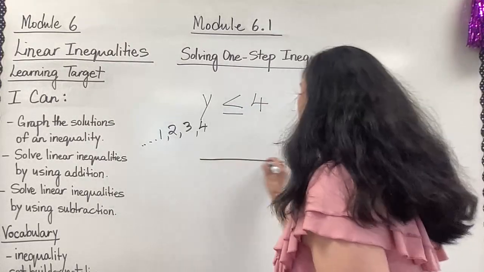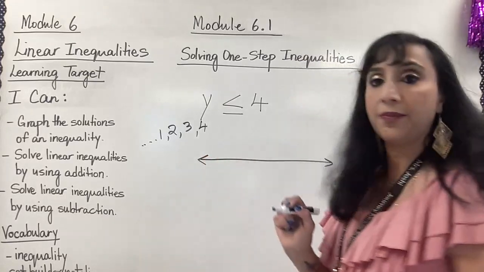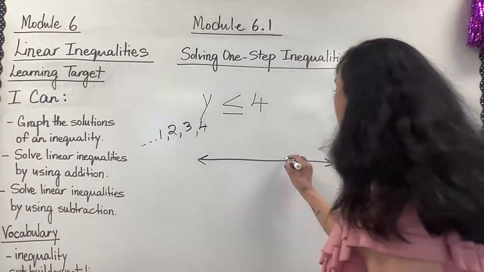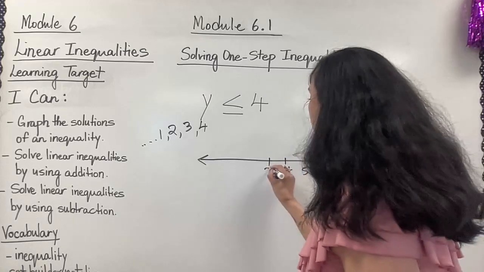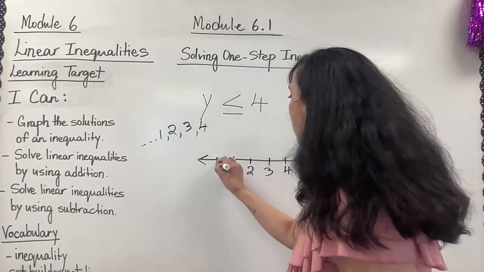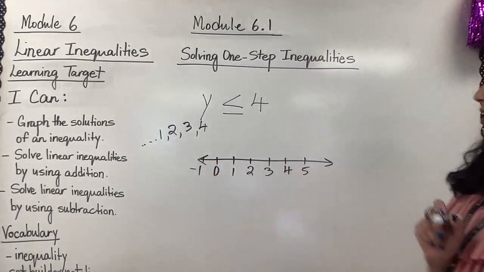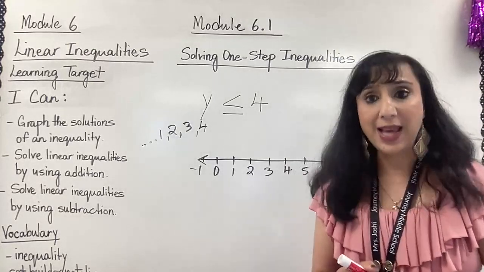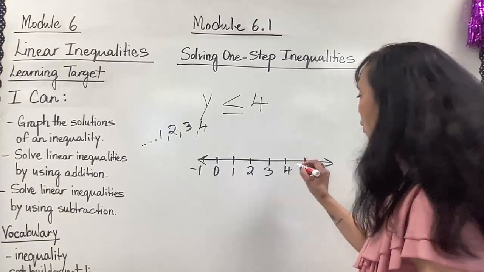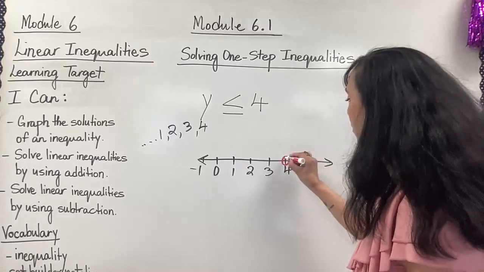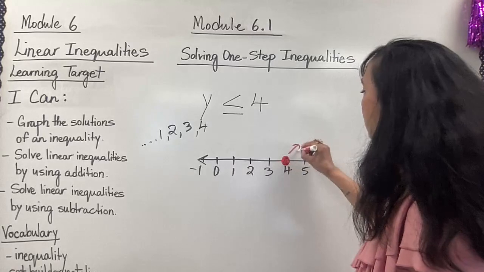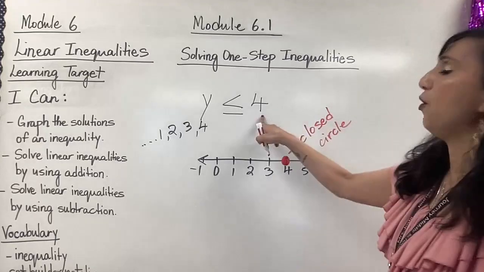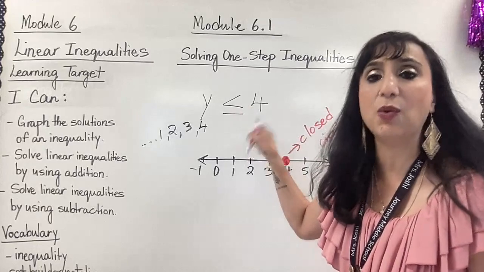So that's the first thing that we need to do. Next, of course, we are going to make a number line. Okay, and then it's saying less than or equal to 4, and then of course we have negative integers over here. So we know that 4 is included in this data set. So that's why I'm going to go to 4. I am going to make a circle, and I'm going to close it. So this is a closed circle. And the reason I'm closing the circle is because 4 is included, because it's saying less than or equal to 4.